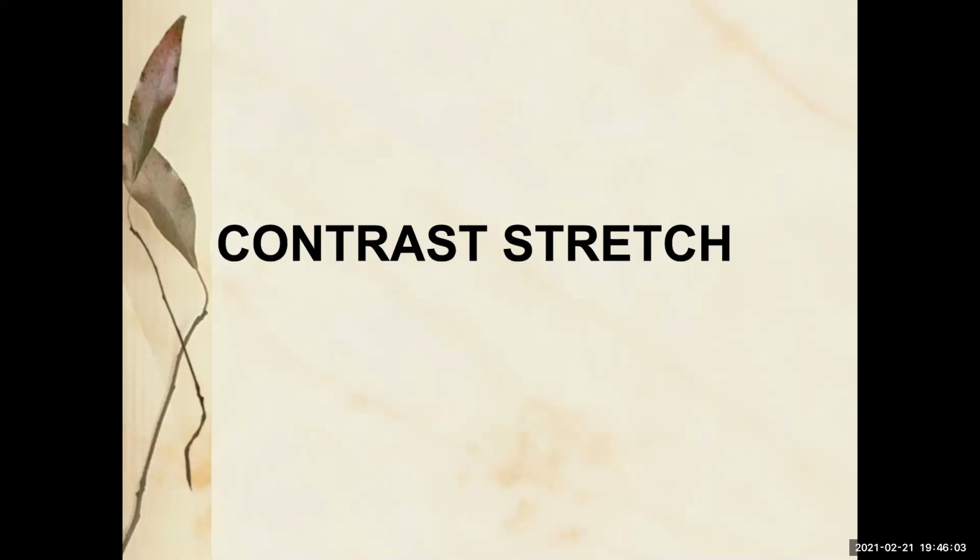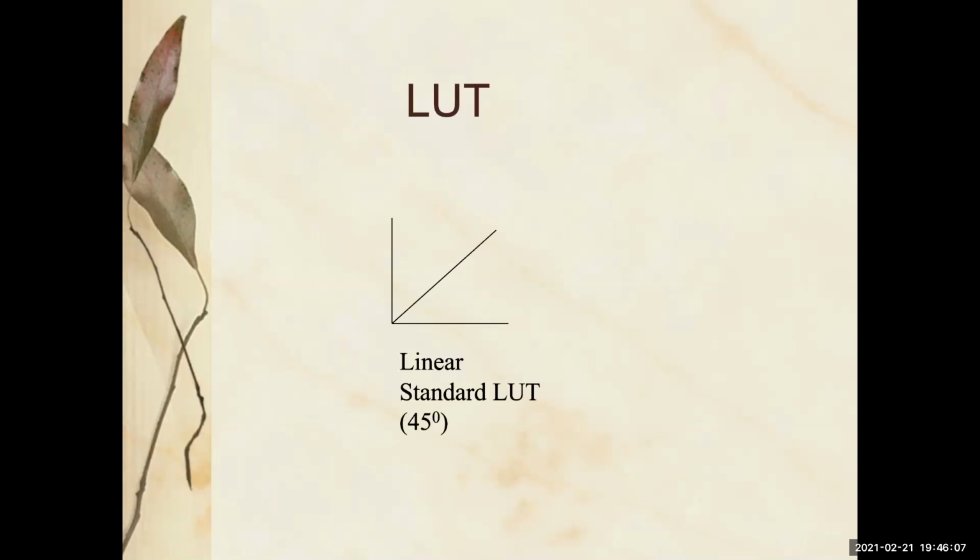Okay, on to the next topic, contrast stretch. As you know well by now, this is showing you a lookup table, the standard linear lookup table at a 45-degree angle, where 1 is 1, 2 is 2, 3 is 3, 4 is 4, and so on. It's probably what you thought in your mind was happening to all your images until you learned better. At least I did, until I thought about it.